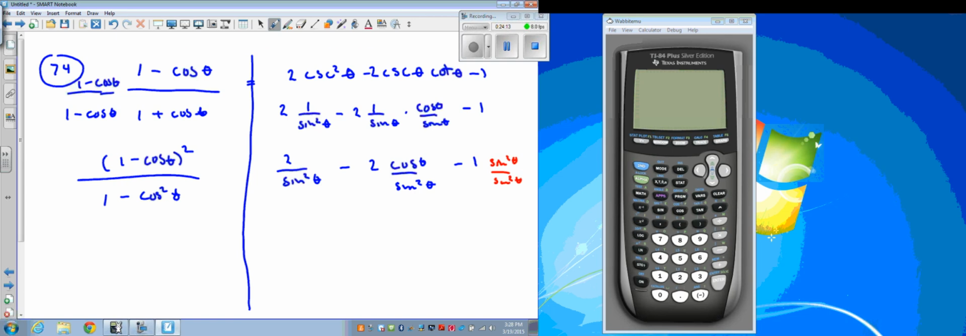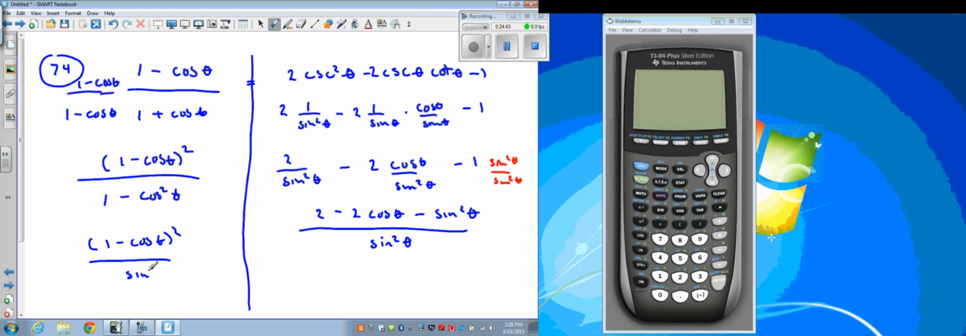So when I do that, then I have 2 minus 2 cosine minus sine squared. And then I have it all over sine squared. Now, you see that this is 1 minus cosine over sine squared, isn't it? So we're getting close.